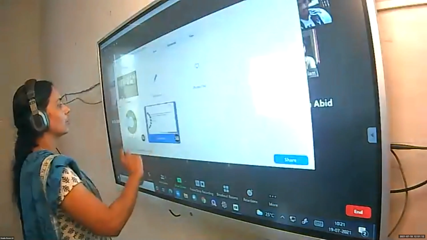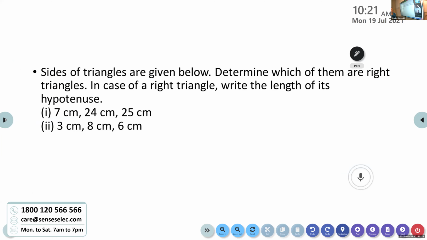Okay. Now look at this question. Write this question. Sides of the triangles are given below. Determine which of them are right triangles. In case of a right triangle, write the length of its hypotenuse.